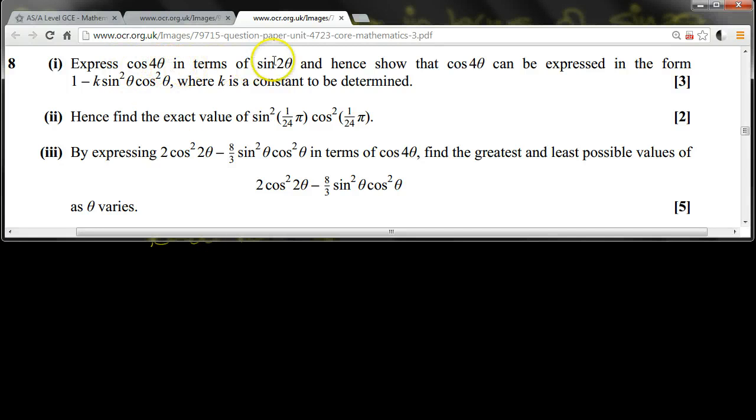Express cos 4 theta in terms of sine 2 theta, and hence show that cos 4 theta can be expressed in the form of this, where k is a constant to be determined. Hence find the exact value of this. By expressing this in terms of cos 4 theta, find the greatest and least possible values of this here, as theta varies. So that's the question then.